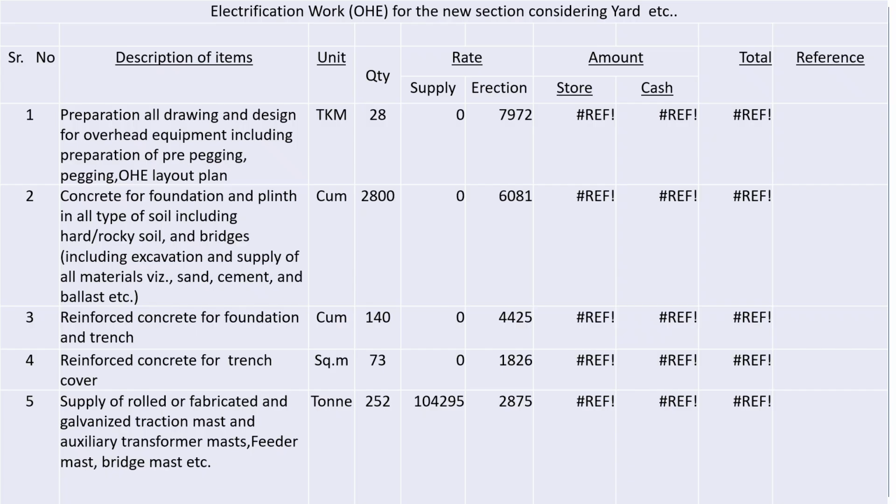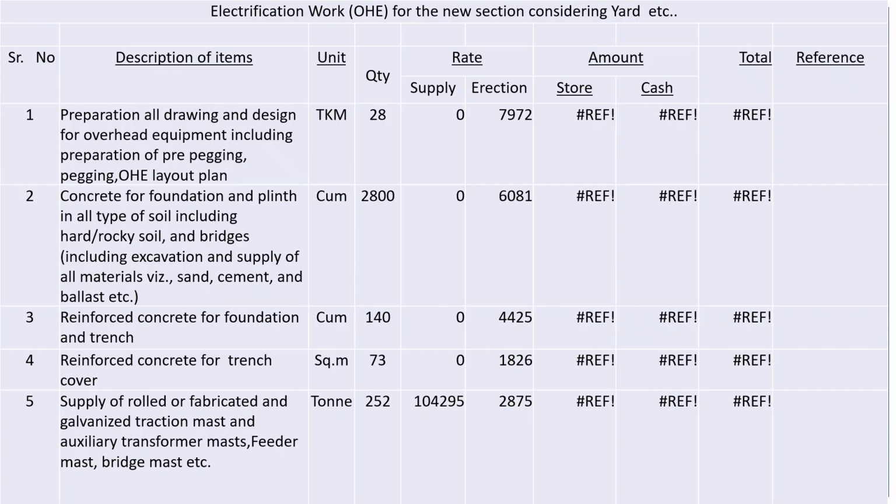Actually, what is the intelligence? First you know the average thing, then the changes. It is the main thing. What are the changes in that system? You have to think about that and you have to provide it. Then if the railway track is crossing a railway bridge, then you have to provide bridge mast. You have to provide bridge mast.